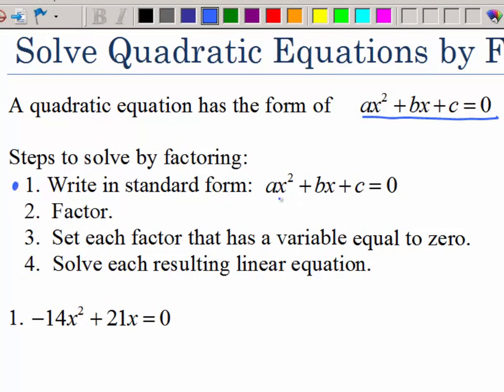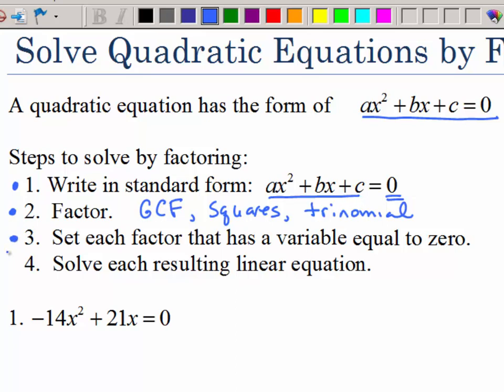The steps to solve a quadratic equation by the factoring method: first, we want it in standard form. It needs to be in descending order and it must equal 0. The next step is to factor. Remember, we always want to look for that GCF. It may be the difference of two squares, but most of the time it's just a trinomial. But it could involve other types of factoring that we have learned thus far. Then we need to set each factor that has a variable in it equal to 0, and then solve each resulting linear equation, because once we have factored it, we've gone from x squared to just x.